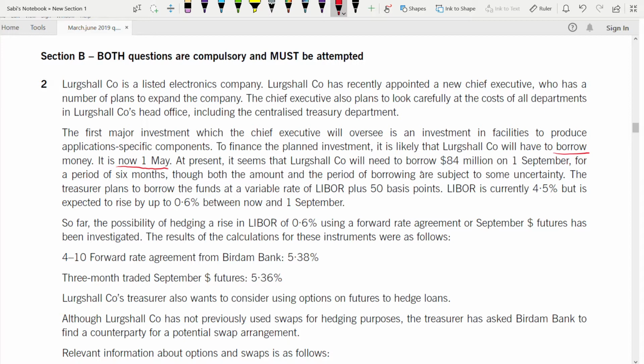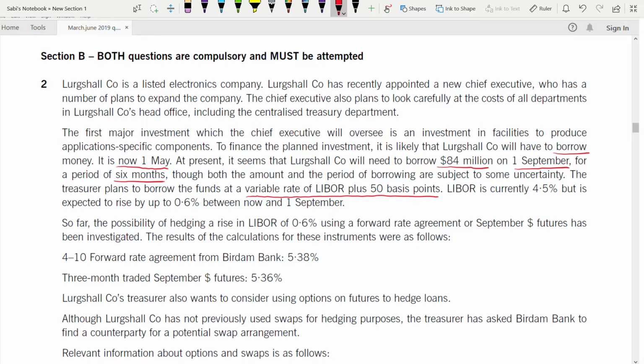At present, it seems that Lakshya will need to borrow $84 million on 1st September for a period of 6 months. 6 months they have to borrow. Although both amount and the period of borrowing are subject to some uncertainty, the Treasury plans to borrow the fund at a variable rate of LIBOR plus 50 basis point. They plan to borrow at what? At a variable rate of LIBOR plus 50 basis point.